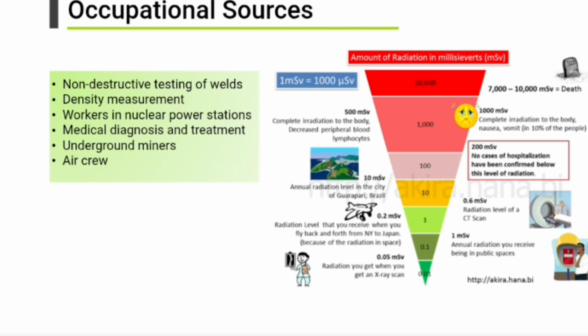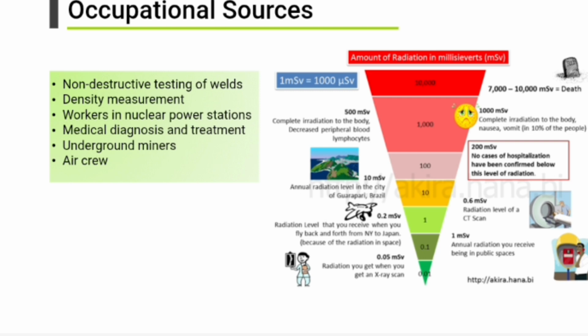Occupational sources of radiation exposure encompass a variety of industries and activities. These include non-destructive testing of welds, where radiation is used to inspect the integrity of weld joints. Density measurement processes also involve exposure to radiation, especially in fields like construction and material testing. Workers in nuclear power stations, who are involved in the production of nuclear energy, encounter occupational radiation exposure.